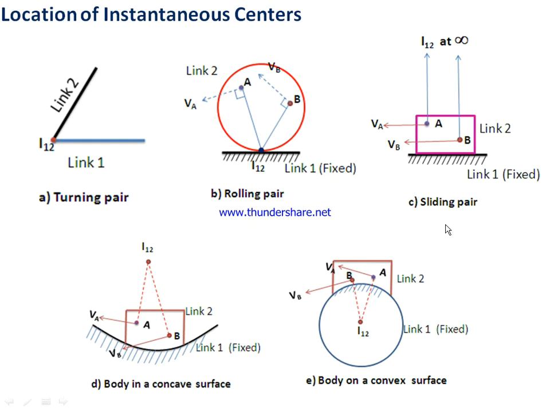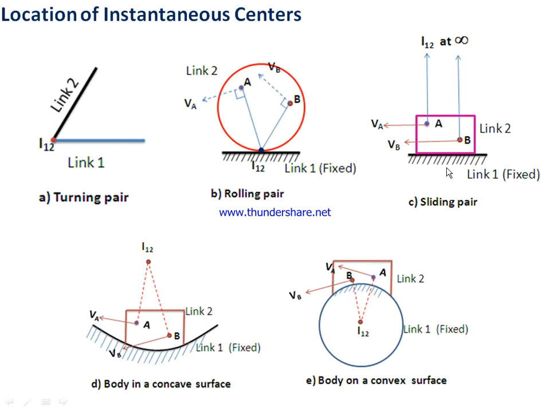Now let us consider this case, which is a sliding pair. Link 1 is fixed and link 2 is a slider. Let us say this is moving in the left direction. In order to locate the instantaneous center of rotation of link 2 with respect to link 1, again consider 2 points A and B in this moving body, the slider. This is the velocity vector of point A and this is the velocity vector of point B, and if you draw the perpendiculars to these two vectors at A and B, they never meet; they go parallel to each other.